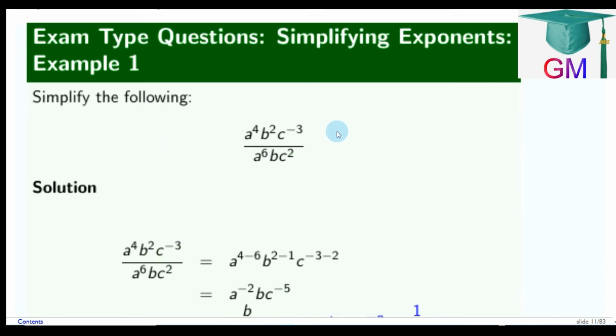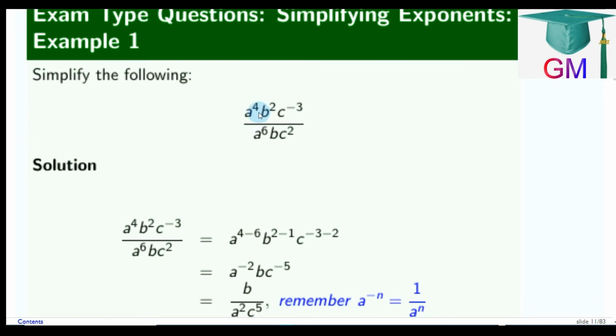Simplify the given question. A to the power of 4, b to the power of 2, c to the power of minus 3 divided by. Yes, we have listed the laws. We have understood them. But what is happening here? It involves division. Which of the laws am I probably to call? I see the law of division here.